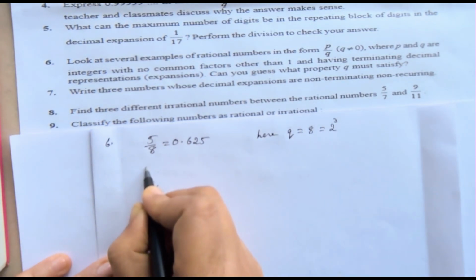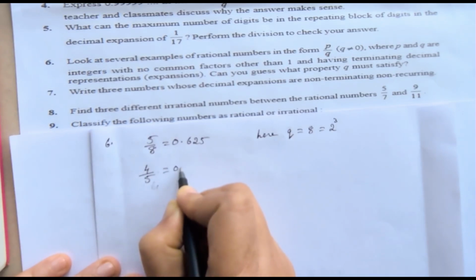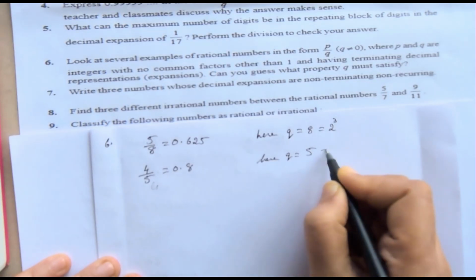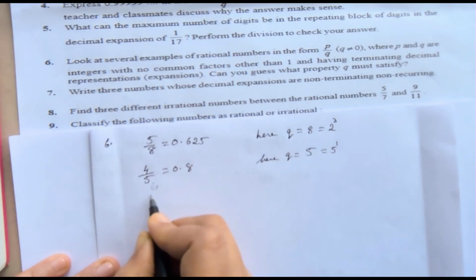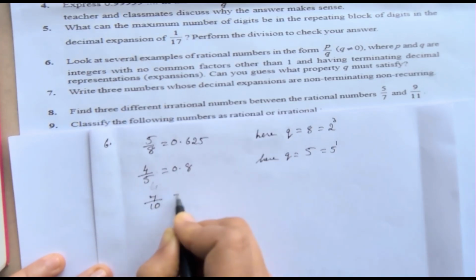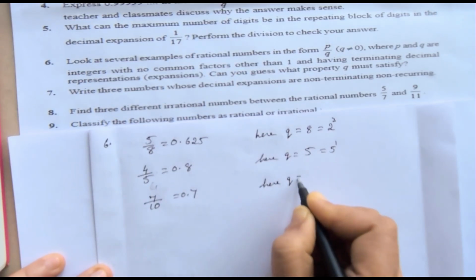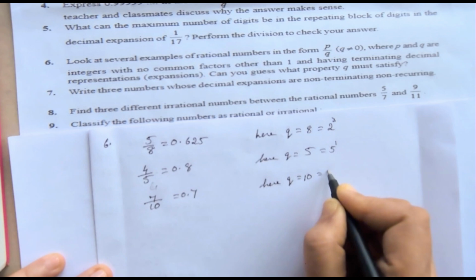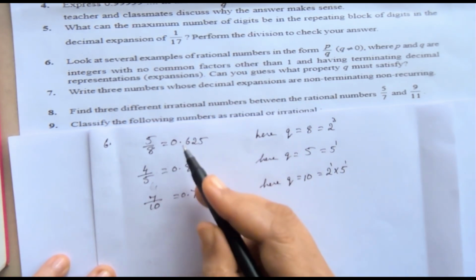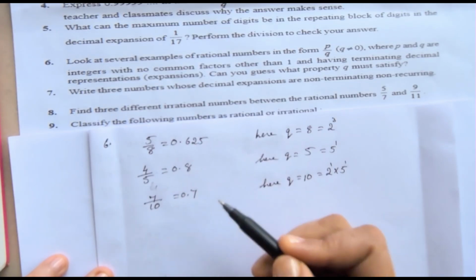Another example, 4 by 5 is equal to 0.8. Here q is equal to 5, that means 5 raised to 1. Another example, 7 by 10 is equal to 0.7. Here q is equal to 10, and that we can write as 2 into 5 with power 1. These fractions, when we convert to decimal form, are terminating decimals.